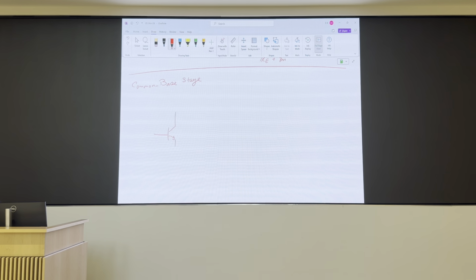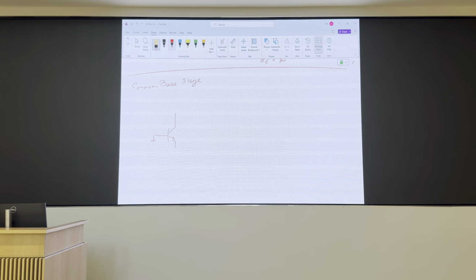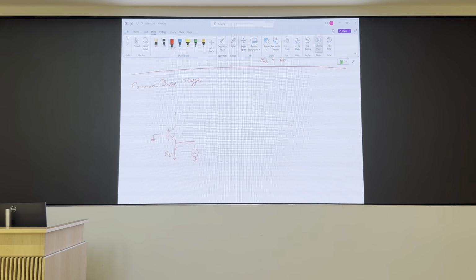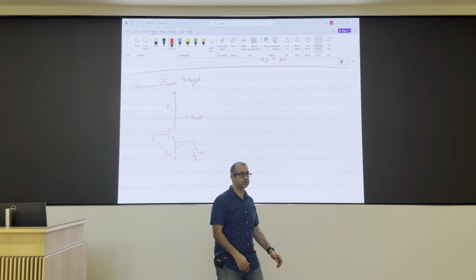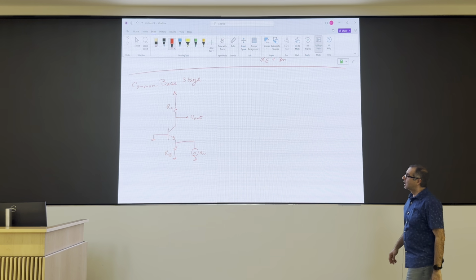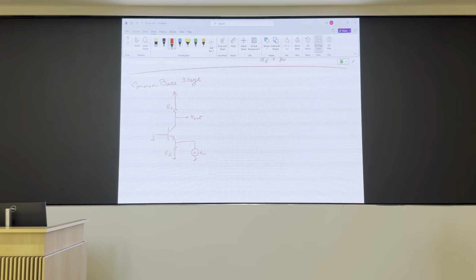The common base stage looks like this. Actually, we usually have an emitter resistance for biasing reasons, so we just include it here. This is your common base stage. And again, I'm ignoring biasing. It's biased. I don't have to solve this circuit to guess some of its properties.